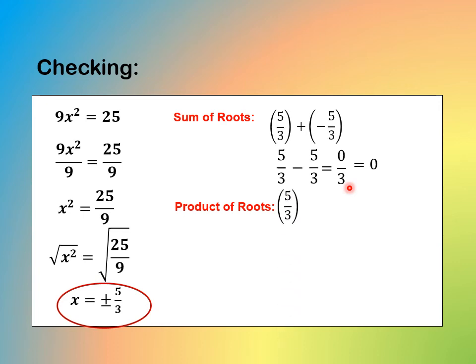For the product of roots, we need to multiply 5 thirds by negative 5 thirds. Multiplying again, numerator times the numerator, denominator times the denominator. So, 5 times negative 5 is equal to negative 25. 3 times 3 is equal to 9. So, we have the product of roots of negative 25 over 9. This is our checking from earlier.